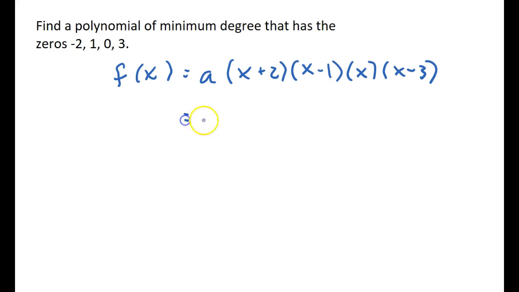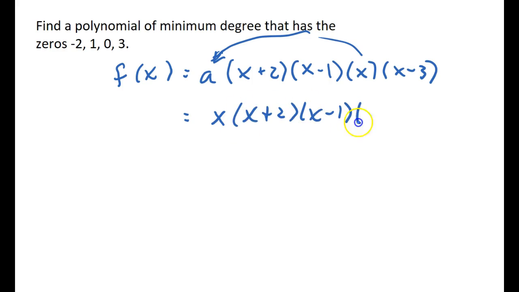So I'm going to say that f of x equals, I'm going to bring this x around front here, and it's going to be x times x plus 2 times x minus 1 times x minus 3. And you can just leave it in factored form.